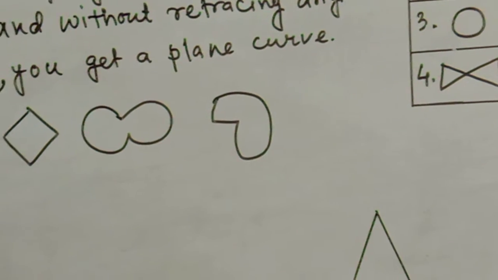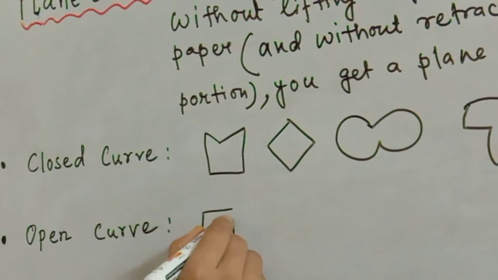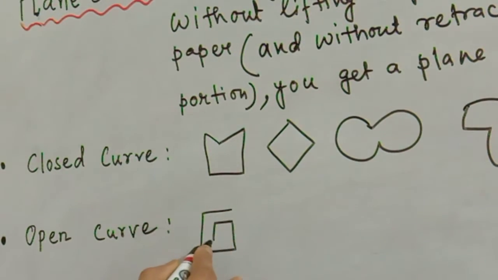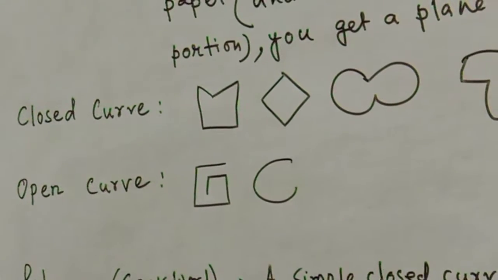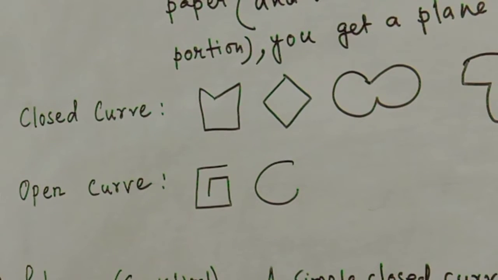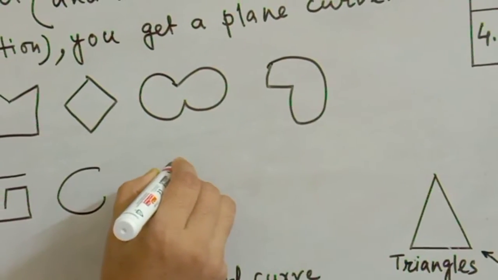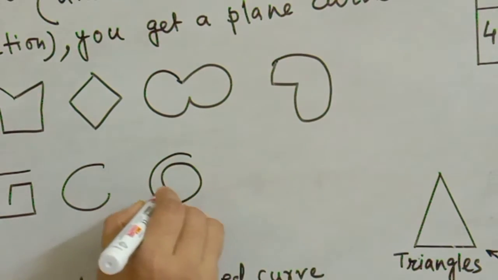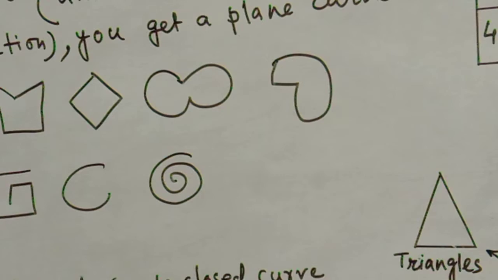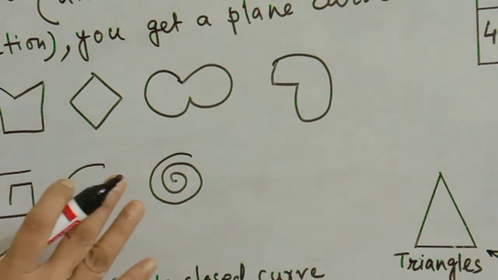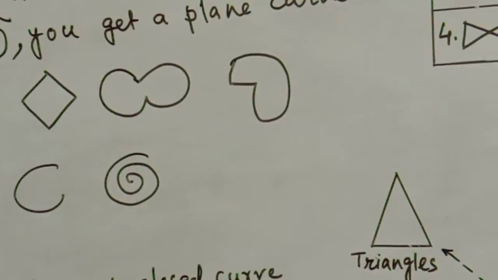Now, what is an open curve? Say I am drawing this kind of figure. Starting point and ending point are not meeting together. This is an open curve. This is also an open curve. See, so many open curves you can draw without lifting the pen. So these are the examples of open curves and these are the examples of closed curves. So many examples you can give. Quadrilateral, triangle.